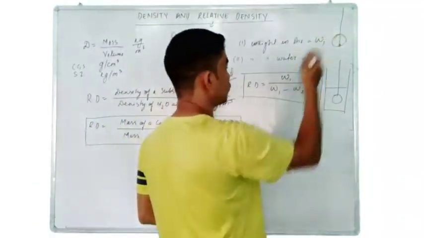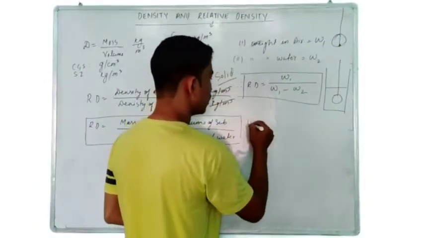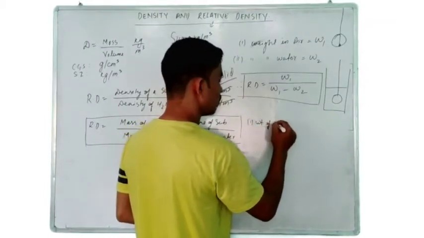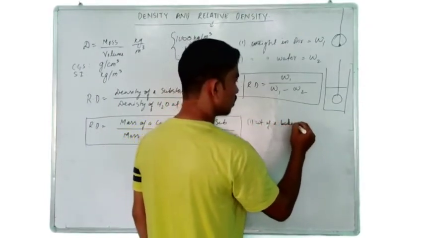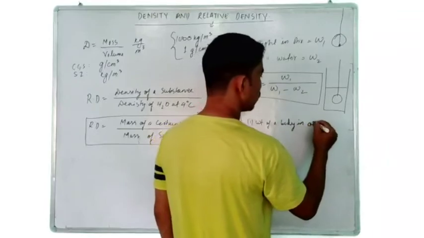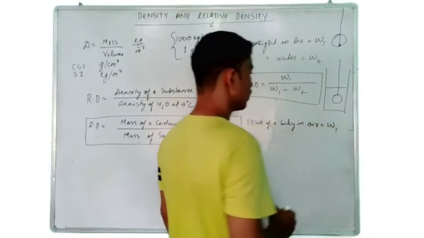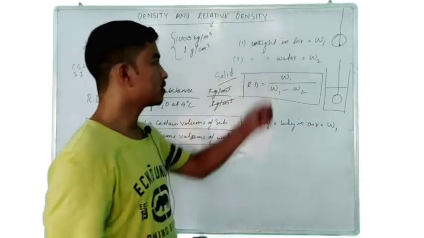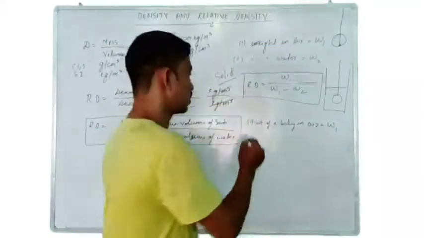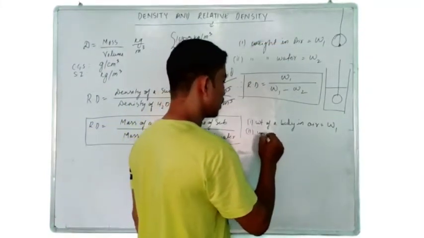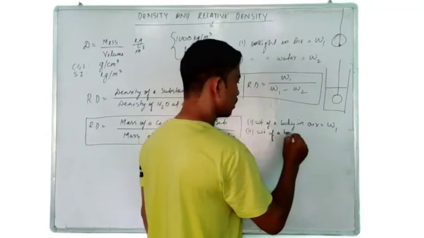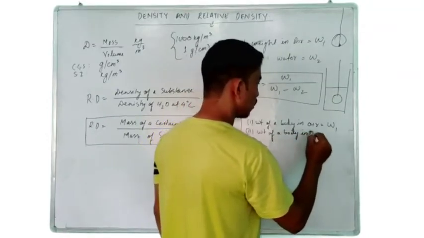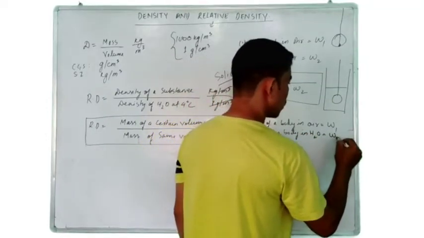We take the same object. The first observation will be the weight of the body in air. Let it be W1. Now I'll take the same object and insert it in water. The second one is the weight of the body in water. Let it be W2.